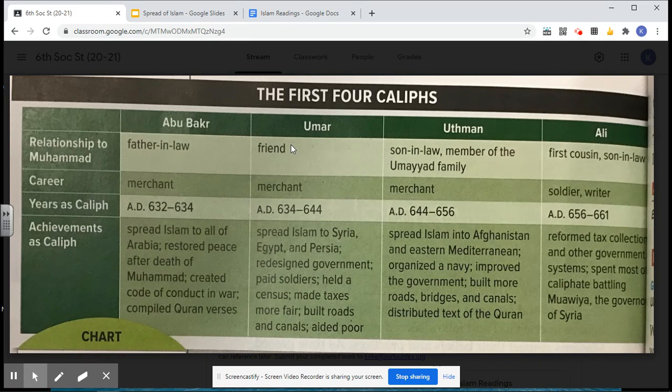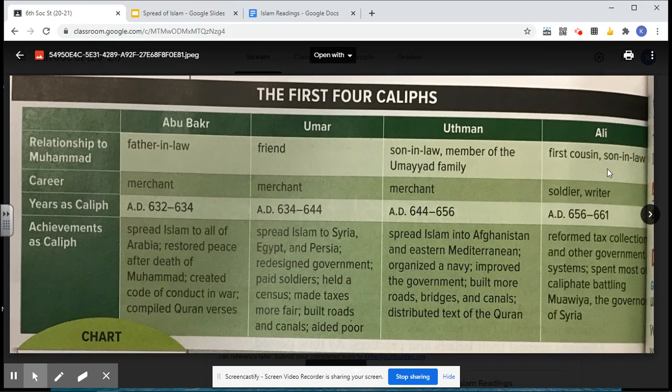Umar was just simply a friend. Uthman was a son-in-law, so that means that one of Muhammad's daughters got married to this guy. But he was also a member of a very powerful, very rich family, the Umayyad family. The Umayyad family was well known during that time period in that area because they had a lot of money in the trade business, which makes sense because, again, we've talked about how the Middle East is kind of in the center of Europe, Africa, and Asia, so it's a central point for trade.